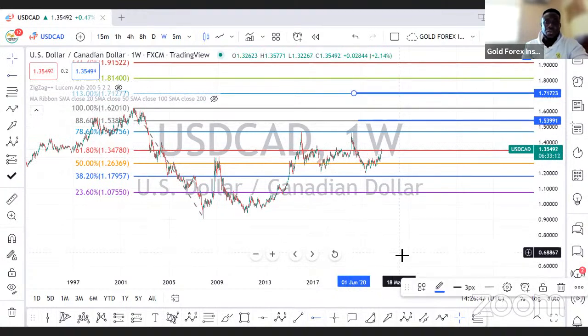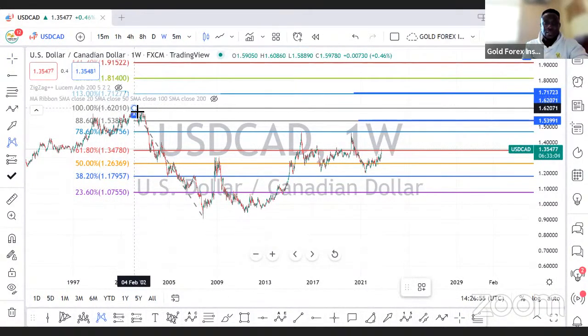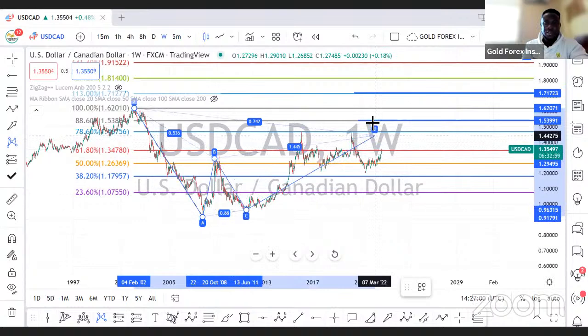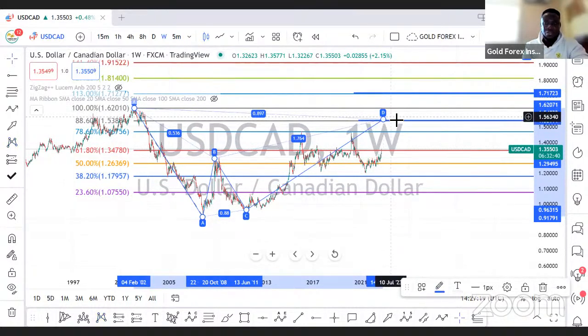Okay. Now, when it completes, you are going to have something like this. That's why I'm called Dr. Harmonics. It's all about the harmonic pattern, which is 88 or 113, any of them. Once it touches 88, that's the end of the bat pattern. And once it gets to 113, that will be the end of the alternative bat pattern. So any of them. I'm targeting the 88.6 level first, which will be 1.53991 for USD CAD.